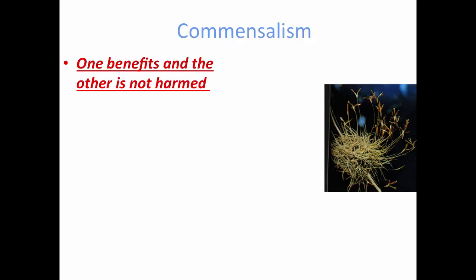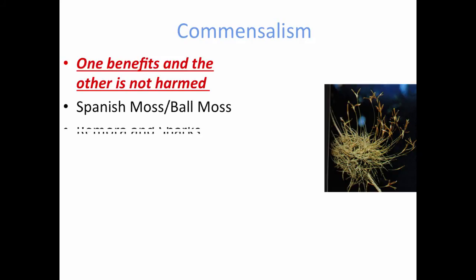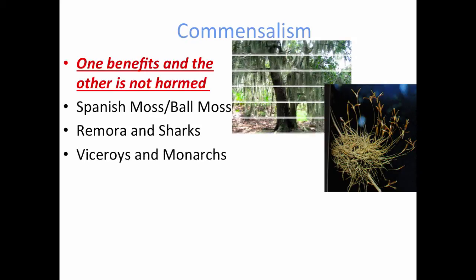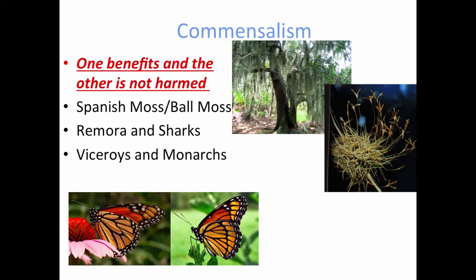Commensalism is where one benefits and the other is not affected. So like Spanish moss or ball moss that grow on a tree, the remora and shark, or the mimicry of a butterfly to a monarch.